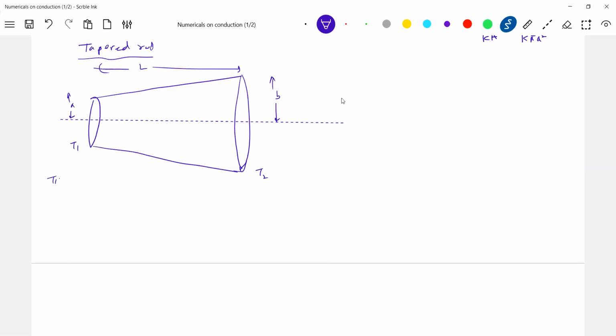Temperature T1 is greater than T2. What is L? L is the length along the axis. Let K be the thermal conductivity. Now I want the thermal resistance of this tapered rod, or truncated cone.